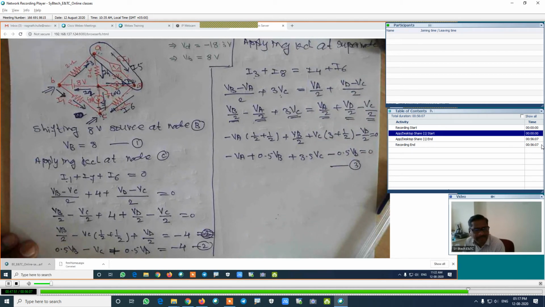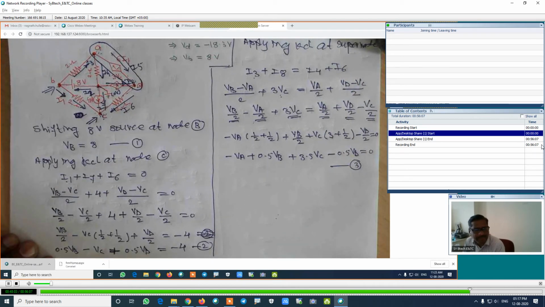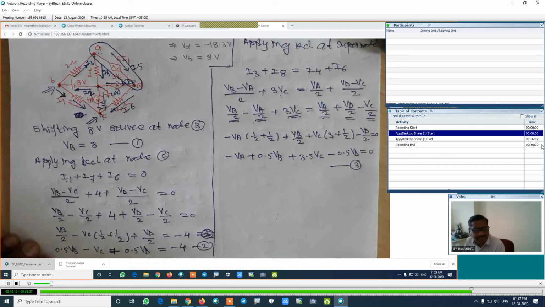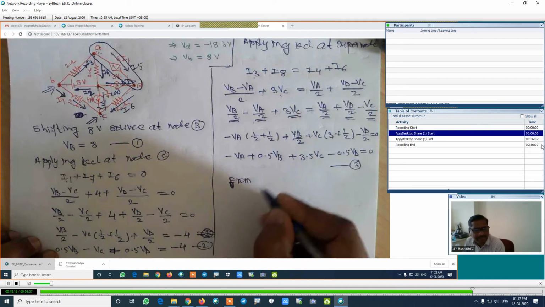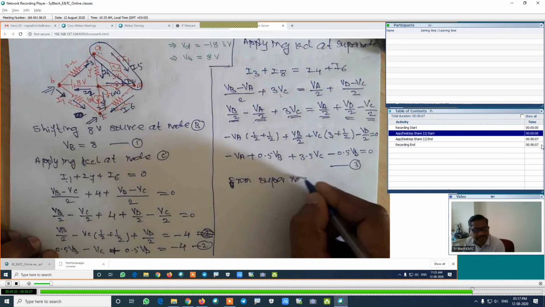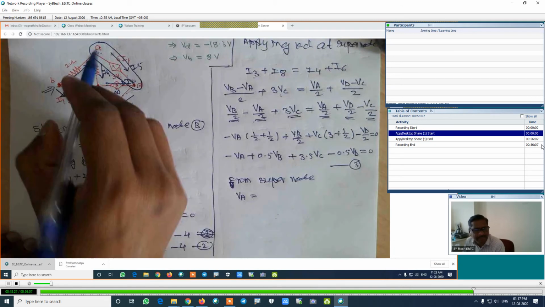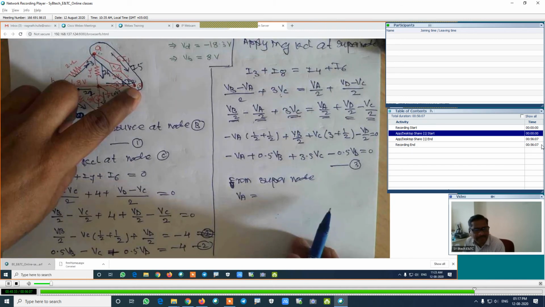Yes, sir, correct. Now here we have 3 equations, but we have 4 nodes: 1, 2, 3, 4. Means we should have at least 4 equations. The 4th equation, how will we prepare it? We will prepare it from these 2 nodes, because we can find VA in terms of VD or VD in terms of VA. I will write here from supernode. What will we get from the supernode? I will find VA in terms of VD. You can find VD in terms of VA also. If we are finding VA, we have to start from VD.